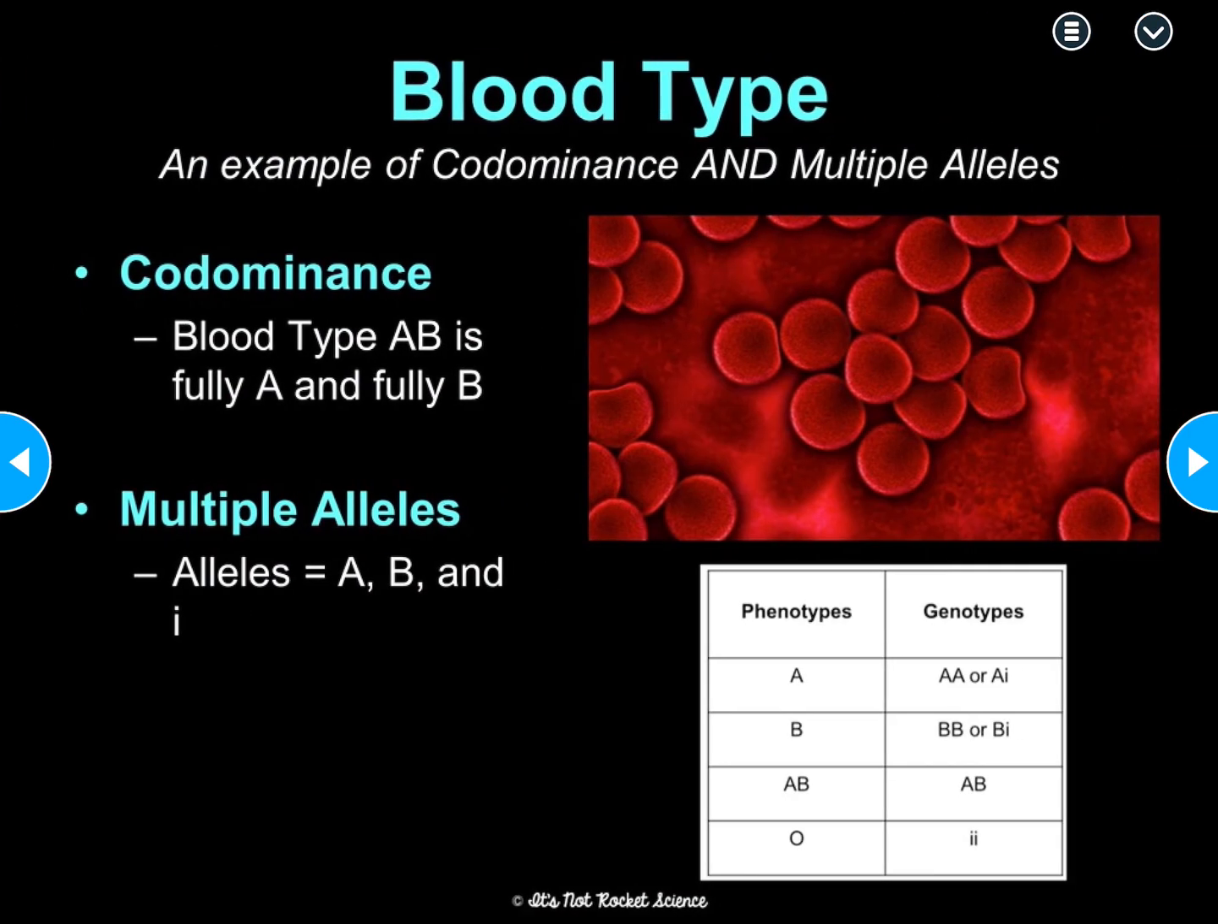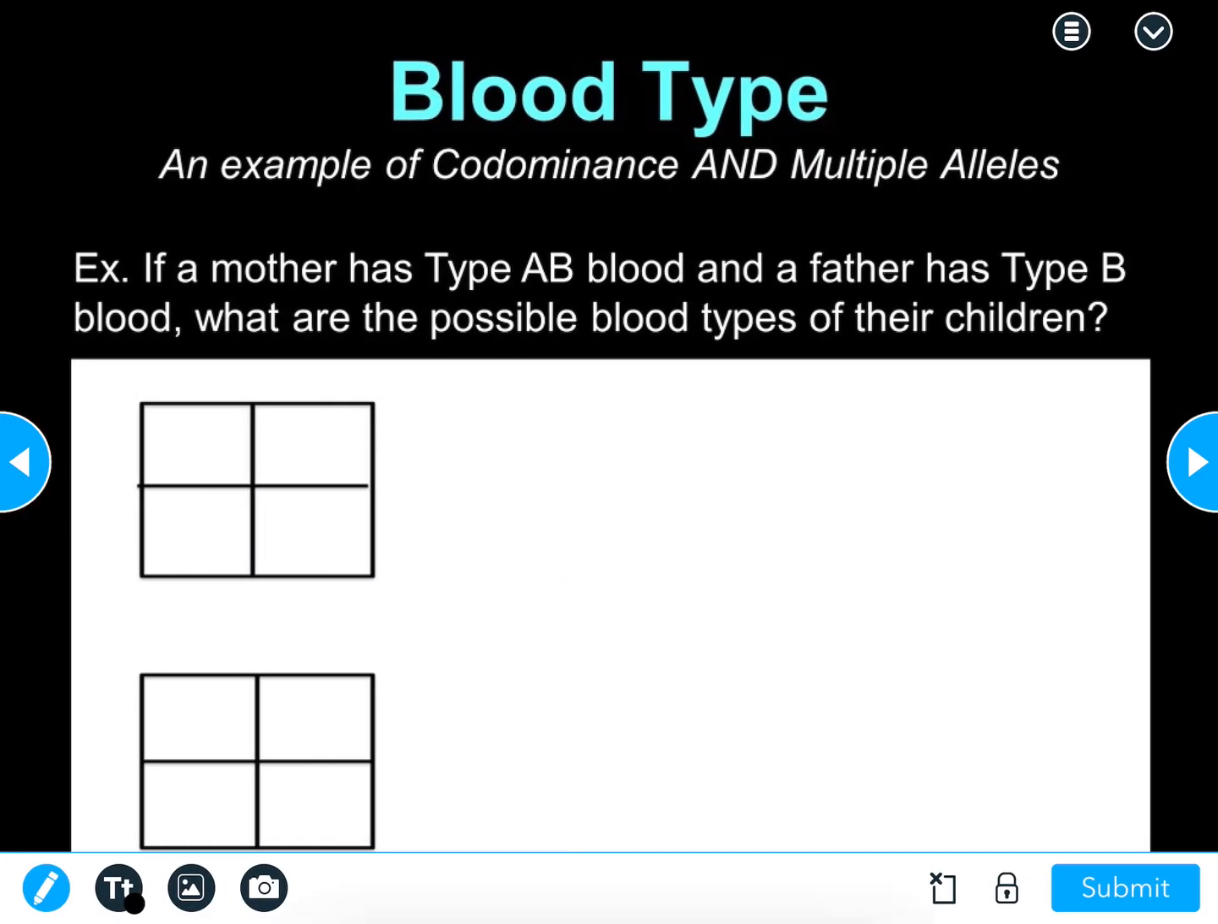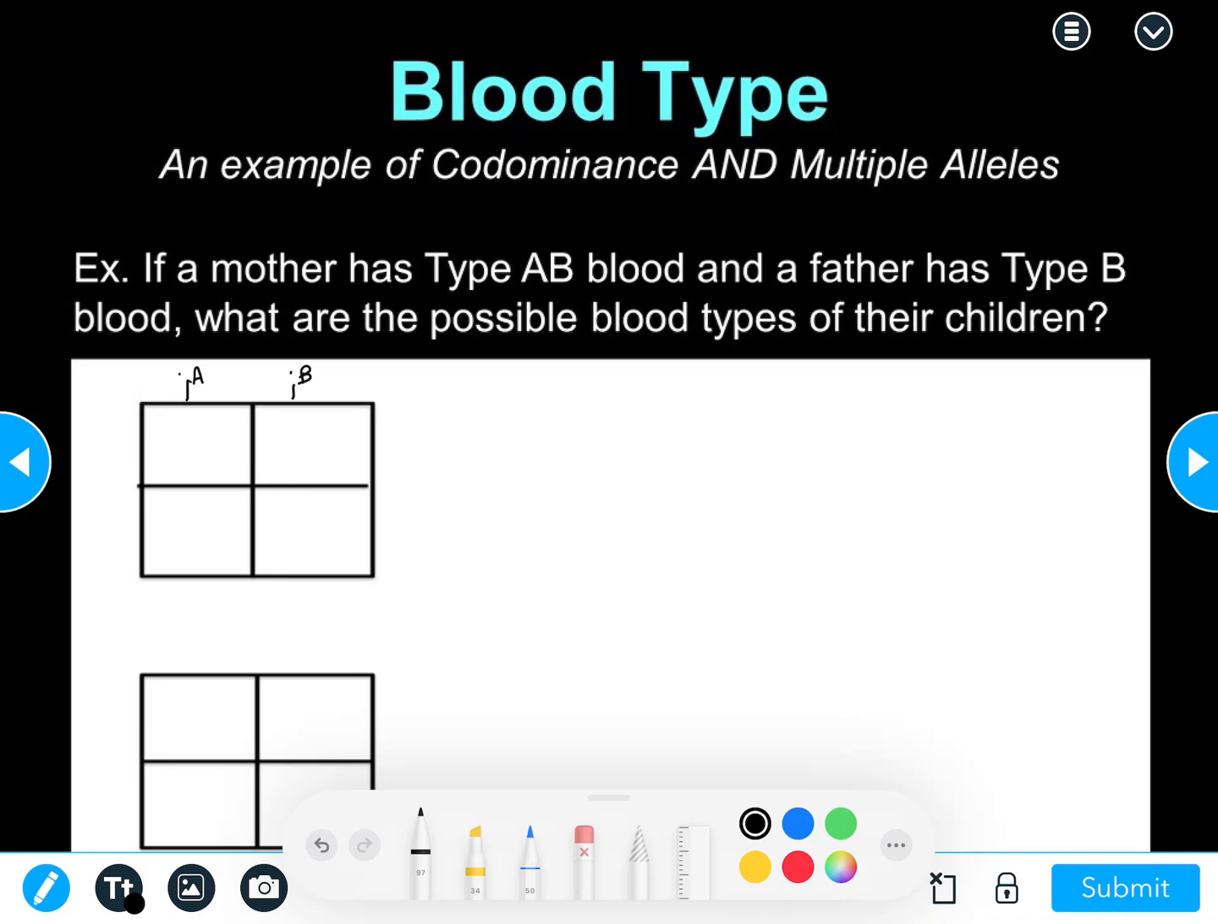All right. So we realize that there are multiple alleles, multiple versions. I recommend this chart that's at the bottom right corner of your screen. I recommend you write that down because that's going to help you when you're doing these problems. Okay. So if a mother has type AB blood, we are going to put I because I represents blood, and we're going to put IA and IB, since she has type AB, we know that she has one allele for A and one for B.